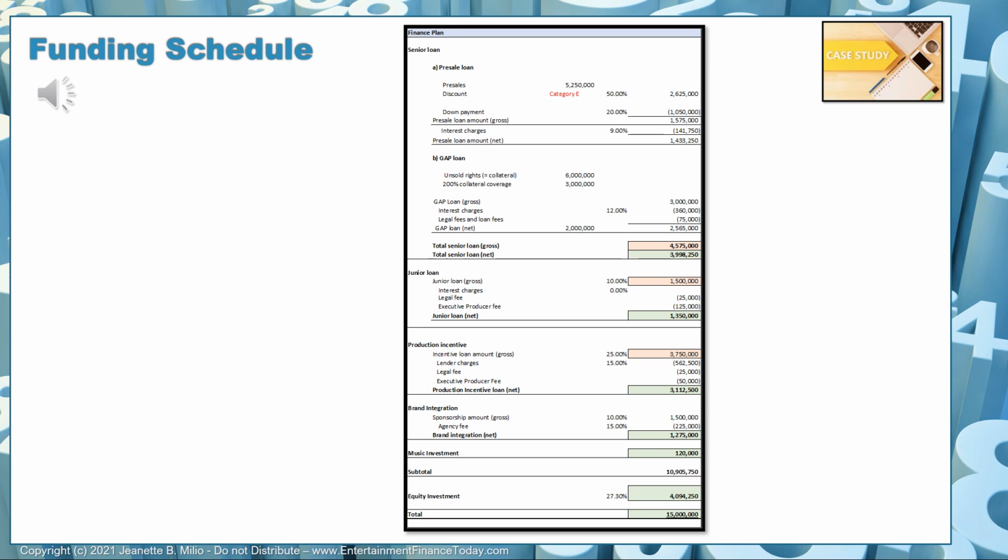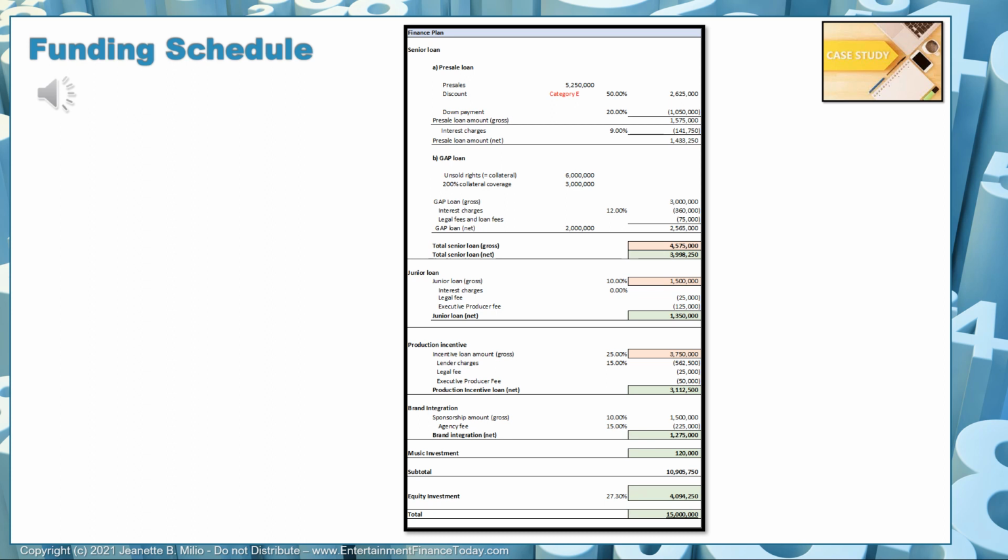The lender who will advance this incentive to us as a loan charges us 15% of this. 15% of $3,750,000 is $562,500, plus a legal fee and an executive producer fee. So we're left with a production incentive loan of $3,112,500.